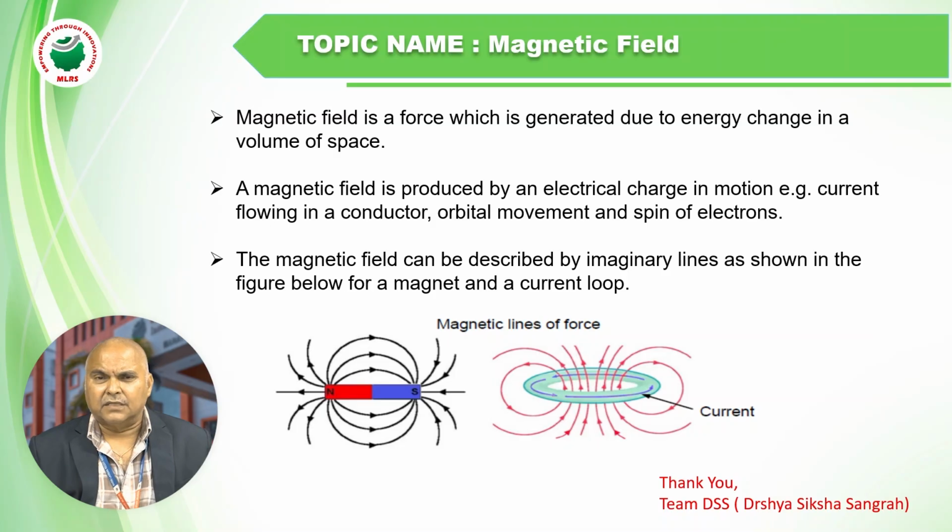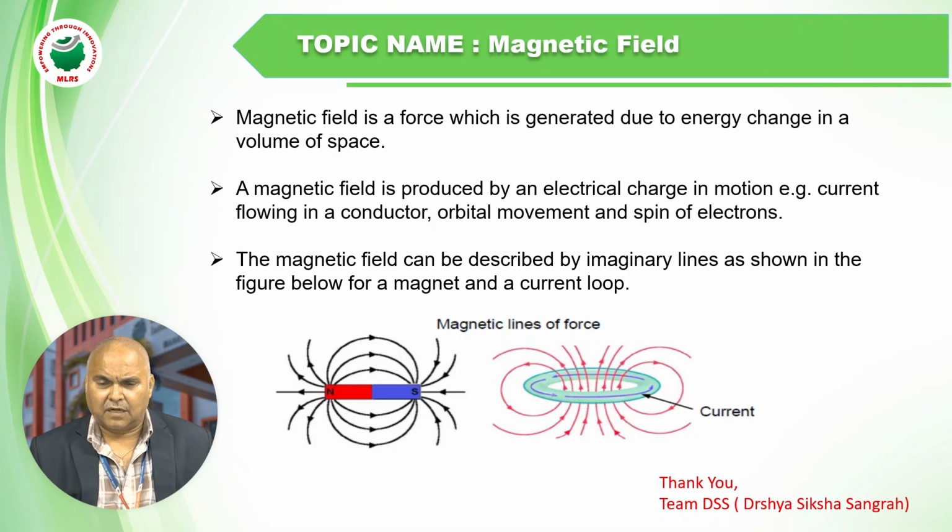It will be described by, as already in childhood, in lower classes, we draw these magnetic induction lines. Just keep one magnetic compass and a magnet. Then the compass will move from one place to another, and we will draw those arrow marks. So the flux will be going inside and outside.